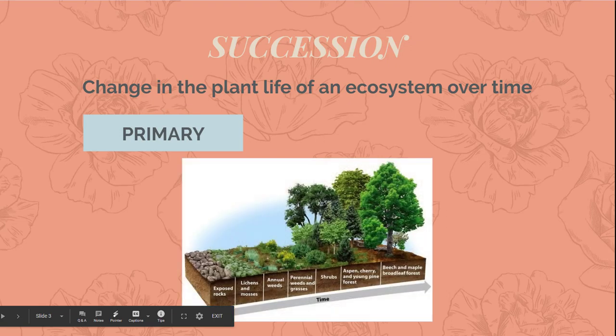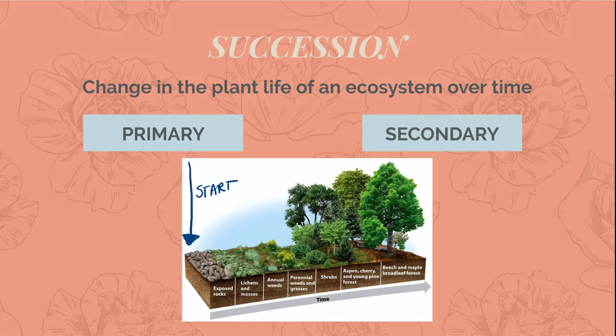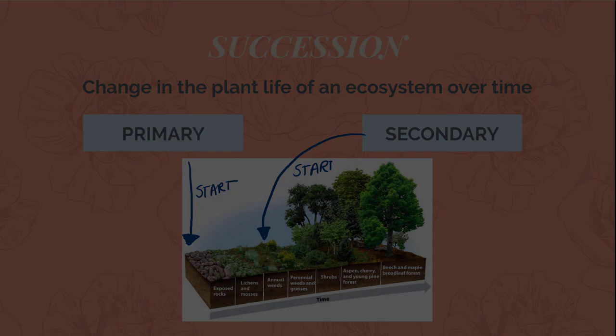There are two types of succession. The first type is primary succession. Primary succession starts in a situation where there is exposed rock. There is no dirt. The second type is called secondary succession. In secondary succession, there was some sort of event that destroyed what was living there, but there remains dirt and soil.